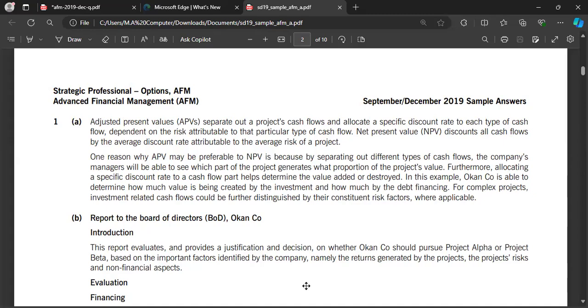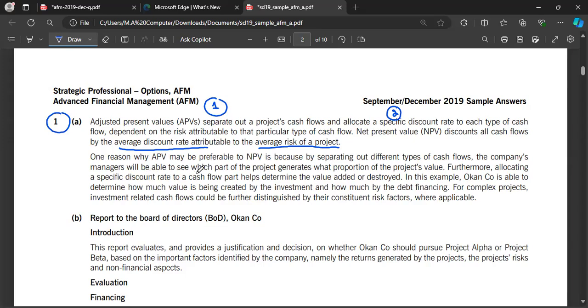Now see guys, what is happening? The examiner is asking you in part A the difference between the APV and the NPV. Those students who are my paid students already know that in the APV, what is happening? APV separates out the project's cash flows and allocates a specific rate to each type of cash flow. First of all, you will tell the examiner the separation. And then we have a specific discount rate for each cash flow, dependent on the risk attributable to that cash flow. NPV discounts all the cash flows by the average discount rate attributable to the average risk of the project. First of all, this is the difference.